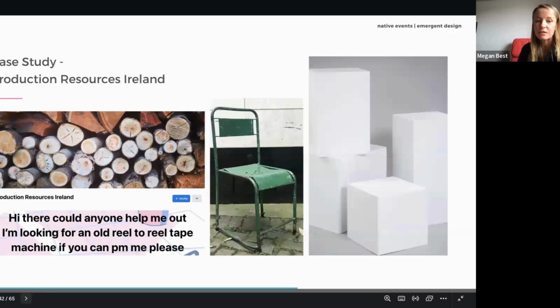Another nice little case study that's sprung up recently is Production Resources Ireland. This is a Facebook group that anybody can join, specifically around film production, theatre production, and set production. It's about posting on it if you have a resource that you can share with somebody else, or if you're looking for an asset or a prop that you can use, you can use that facility to share all those materials.